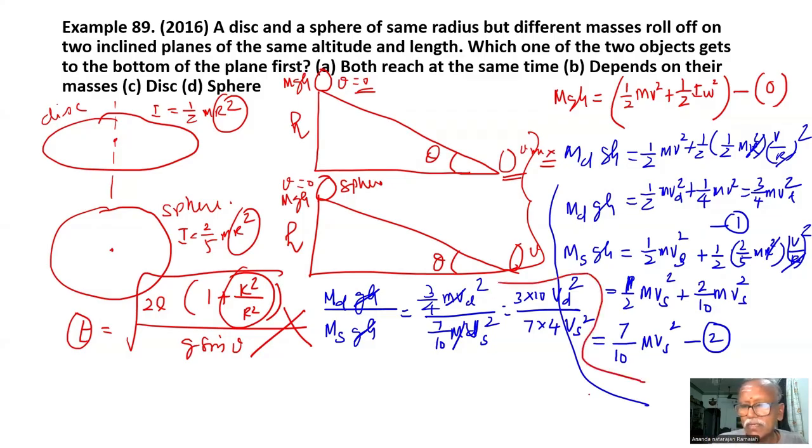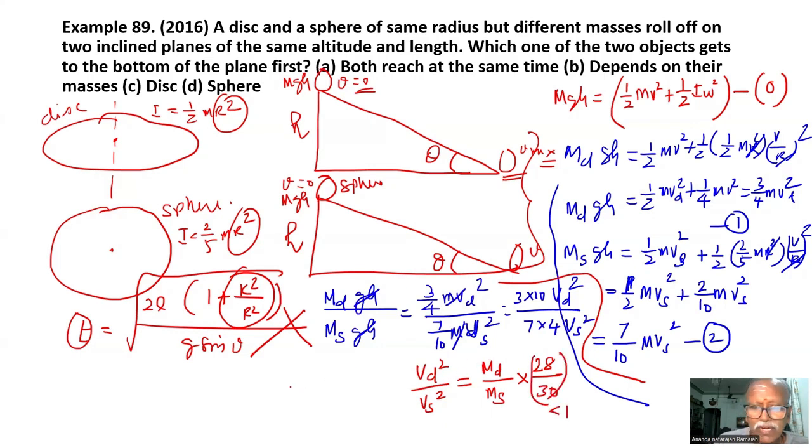Sphere square. Therefore, v disk square divided by v sphere square equals m_d, the mass of the disk, divided by the mass of the sphere, into this 28 will come to the numerator and 30 will come to the denominator. This is less than 1.